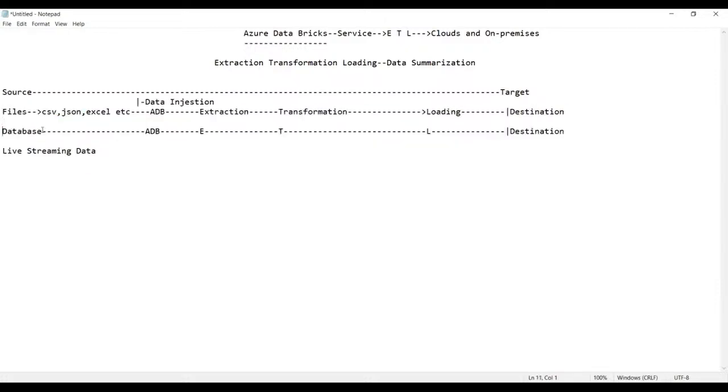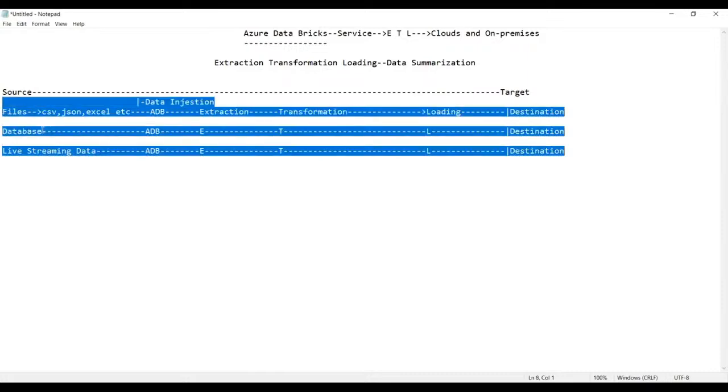And even from live streaming, if you want to pull in the data the same way, we use the ADB, Azure Databricks. Then we perform extraction, and then transformation, and then finally loading. This loading will be done ultimately into the destination. Getting my point? This is how the entire process works: extraction, transformation, and finally loading the data into the destination.